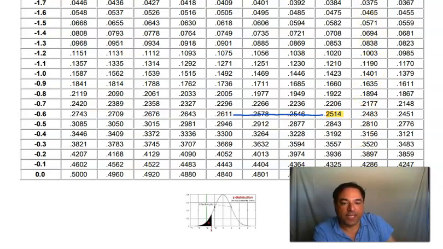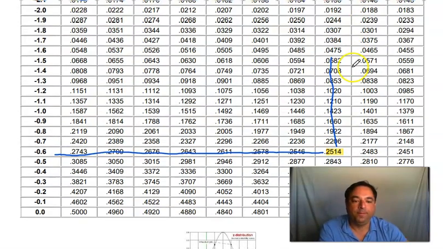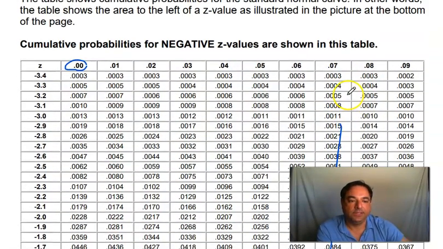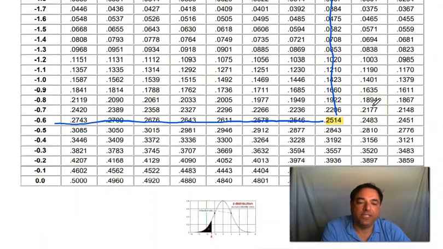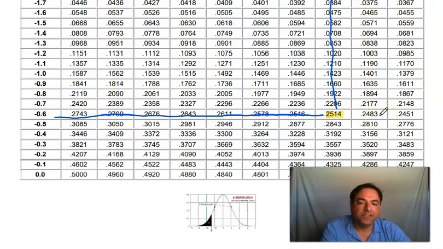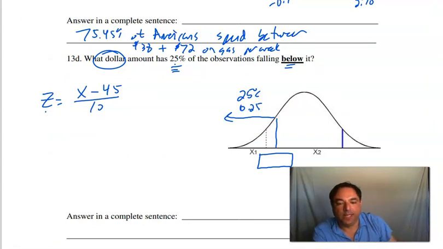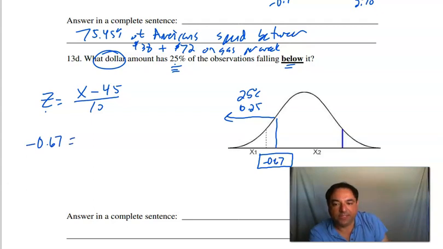Now we're going to work backwards to find the z-score. The z-score that matches with that is negative 0.67. Now, if you did negative 0.68, I wouldn't mark it wrong. It's super close as well, but technically that is the closest. That's 14 away, that's 17 away. So negative 0.67 would be the z-score. Now you find the z-score: negative 0.67 equals x minus 45 over 10.